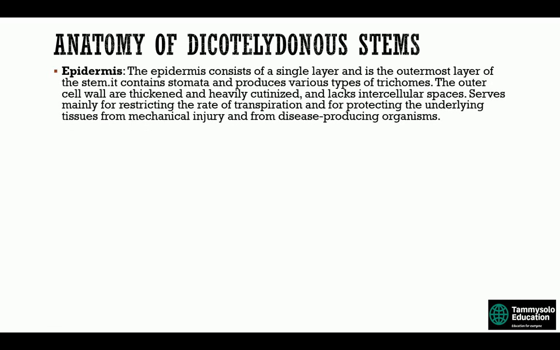The epidermis. The epidermis consists of a single layer and is the outermost layer of the stem. It contains stomata and produces various types of trichomes. The outer cell walls are thickened and heavily cutinized and lack intercellular spaces. It serves mainly for restricting the rate of transpiration and for protecting the underlying tissues from mechanical injury and from disease-producing organisms.